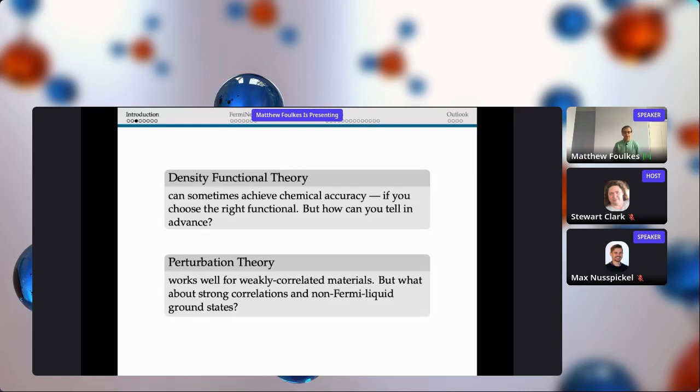You can do perturbation theory, like we just heard Lucia Reining talking about, Bethe-Salpeter and GW. Those methods work really well, especially for weakly correlated materials. But again, it's not clear what you will do if you have a really strongly correlated system or a non-Fermi liquid ground state. There are some other approaches we could talk about, but I'm not going to, like DMFT. That's also useful in its regime.